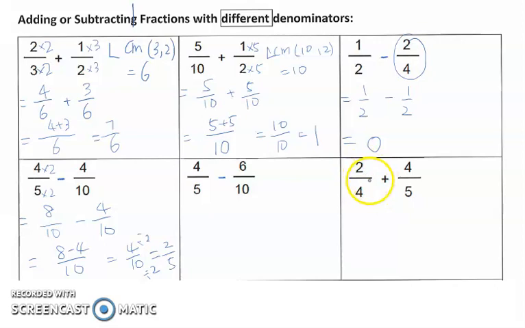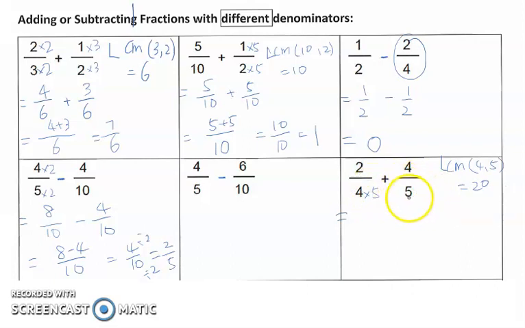Okay. Now let's have a look at the last question here, which is 2 over 4 plus 4 over 5. We have different denominators, one is 4, one is 5. We want to make sure that they have the same denominator. The lowest common multiple of 4 and 5 is 20. Now, again, if you're struggling with finding the lowest common multiple, for this case we can think in this way. The first denominator can be multiplied by the second denominator, and that will give us 20.